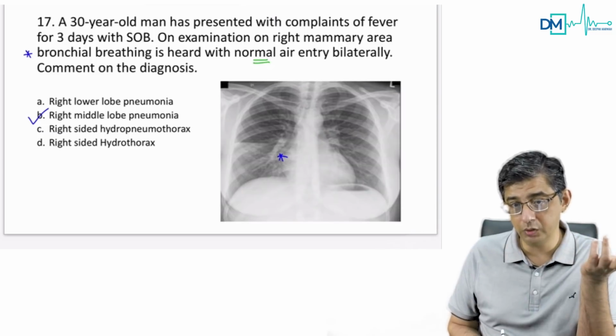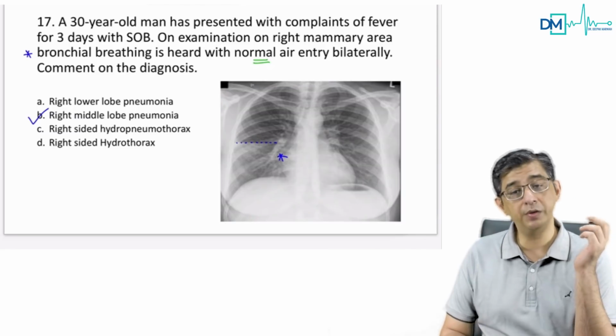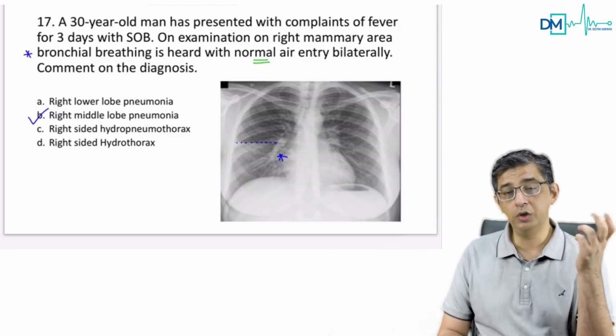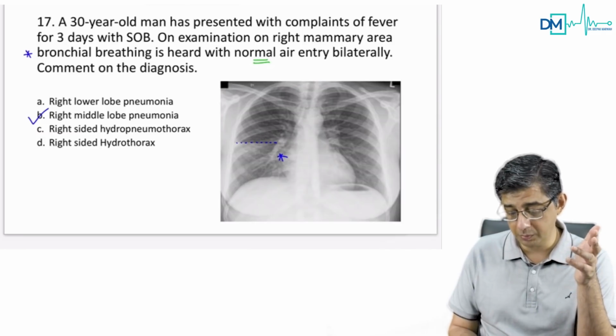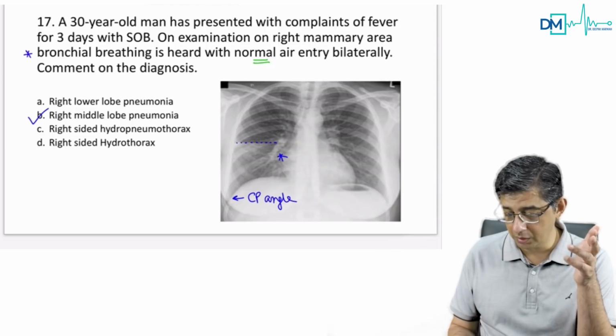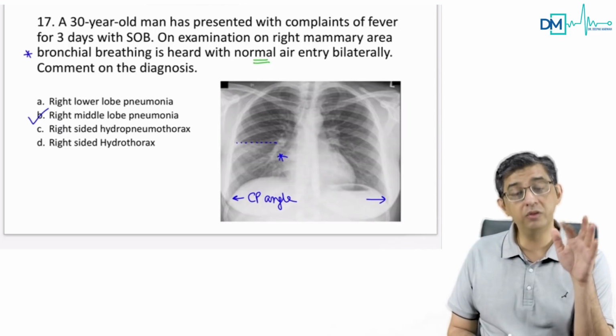There are two differentials of this. One could be hydropneumothorax, and most people were confused about hydropneumothorax because this was relatively a straight line. But why is it not a hydropneumothorax? Because if it's a concomitant hydropneumothorax, there should be blunting of the CP angle. Here the CP angle can definitely be seen. There is no blunting of the CP angle on either side, whereas in hydropneumothorax you would have blunting of the CP angle.